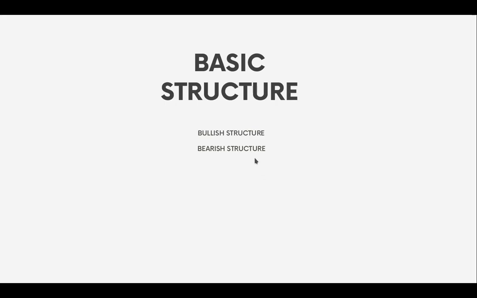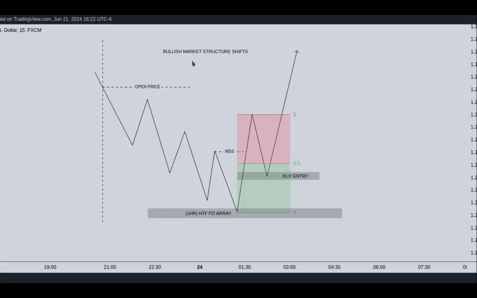So now that we've gone through the engineered open range, we can look at the basic structure. So we have two structures. We have the bullish structure and the bearish structure. So the bullish market structure. So to understand structure, we need to understand higher time frame PD arrays or higher time frame levels.